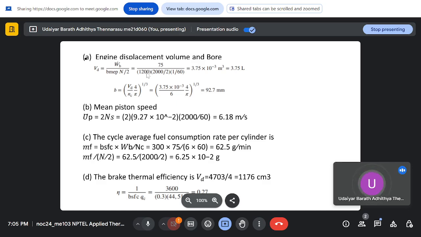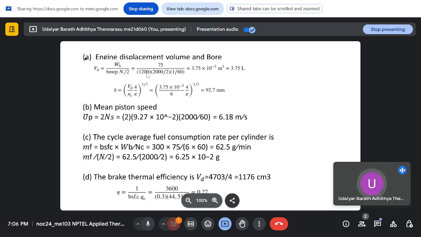Then your mean piston speed. Again a similar expression, 2 into n into s. So 2 into n, which is 2000 divided by 60, and s is 9.27 into 10 power minus 2, or 92.7 into 10 power minus 3. So that comes out to be 6.18 meter per second.